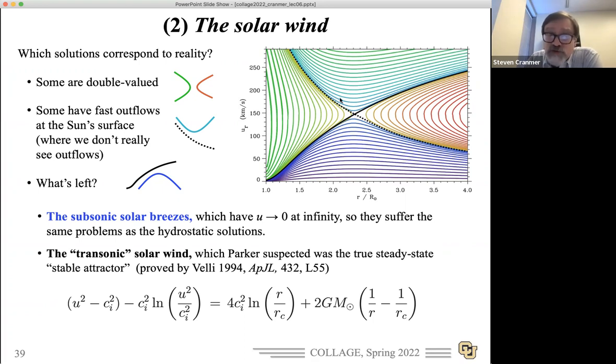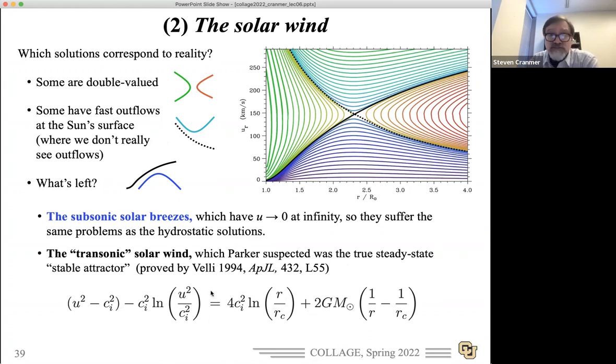It turns out that when you start to look at the time variability of this system, which we suppressed, right? We got rid of all the time derivatives. But if you put that back in and look at the stability, it turns out that this increasing transonic solar wind solution is a sort of stable attractor of the system. If you start off on one of these other solutions, it will evolve onto that transonic solution. Marco Velli proved that very nicely. It took many decades to do that, from the 1950s, but in the 90s, it was, I think, nicely proven.